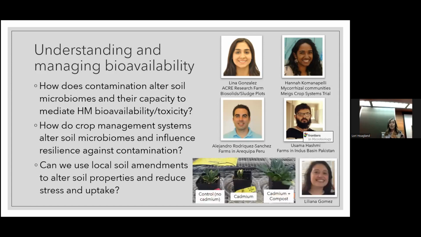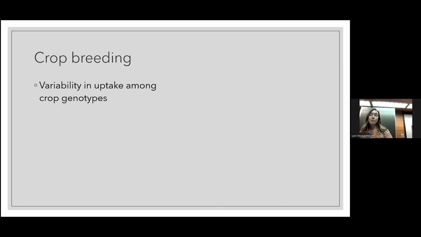We also have studies just looking at local soil amendments that we can use to alter soil properties and therefore reduce bioavailability and uptake in plants, like this study here that was done by a visiting student from Colombia. So the other major way we're looking at trying to keep heavy metals out of crops is through crop breeding, collaborating with plant breeders. So we know, just like many traits, there's a lot of variability within many crop lines, genotypes for different traits, including heavy metal uptake.